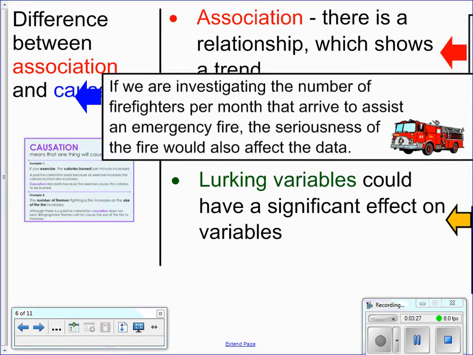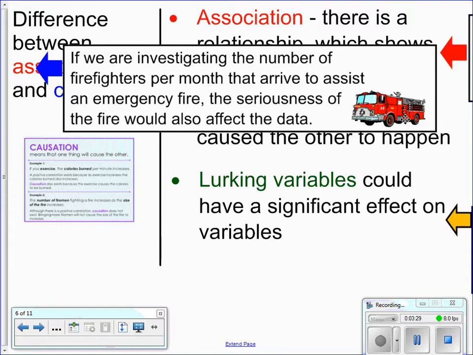And when we talk about causation, here's one that is causing. If we're investigating the number of firefighters per month that arrive to assist an emergency fire and the seriousness of the fire. So how serious the fire is actually causing more firefighters to have to come.